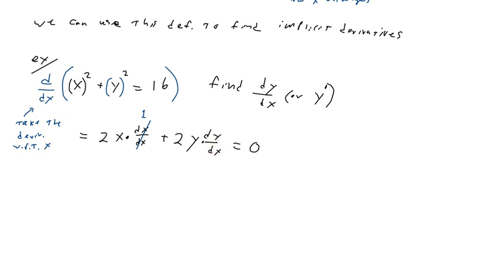So we're going to clean this up a little bit. So this is just going to be 2x plus 2y dy dx equals 0. I don't need my dx over dx. That's a 1. That can be safely ignored, right? 1 times 2 is 2. Same thing. So it's fine. So I got my implicit differentiation.